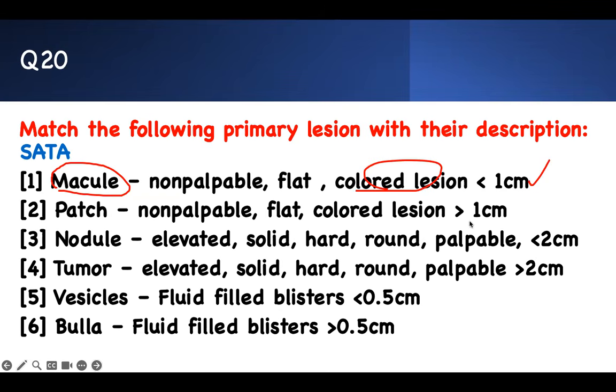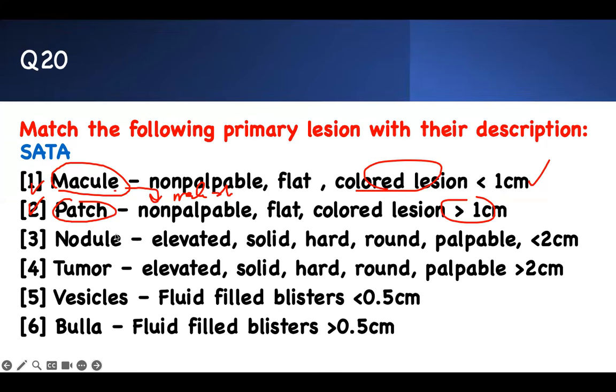A macule is a flat, non-palpable lesion, less than a centimeter. But if it's greater than a centimeter, it becomes a patch. And every patch is flat. So a patch is basically a macule greater than 1 centimeter. That's all. So this is good.